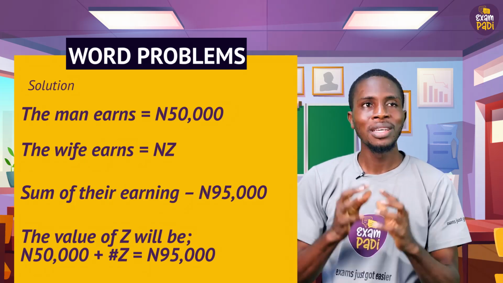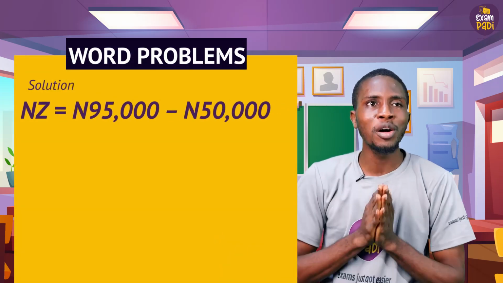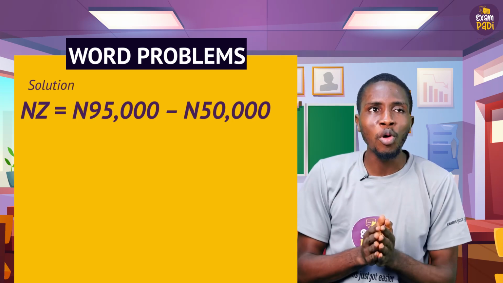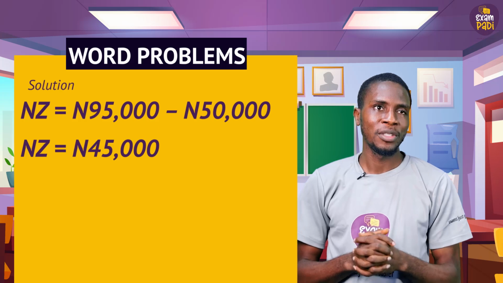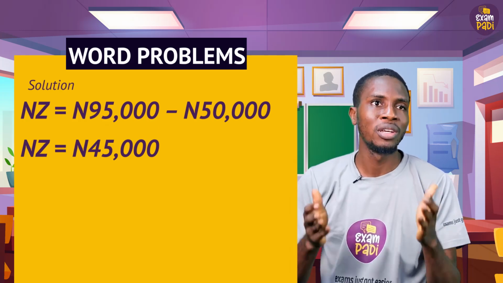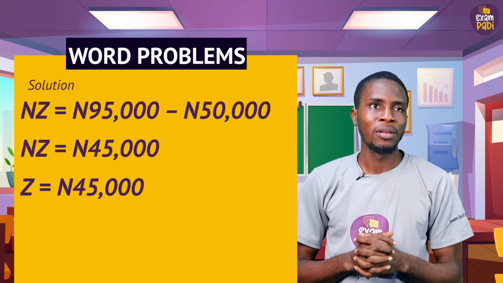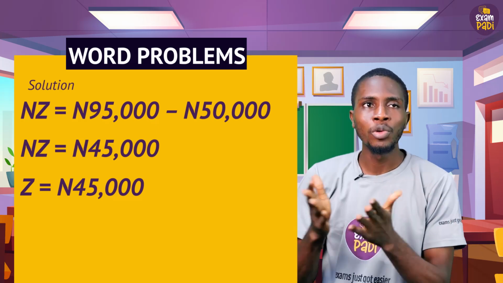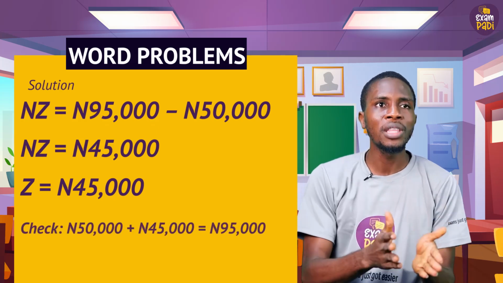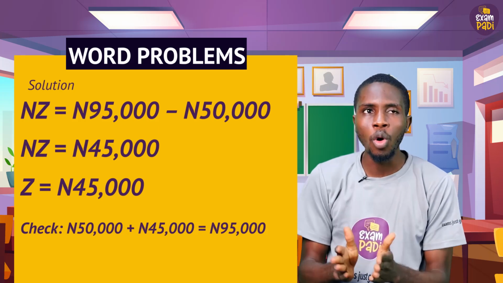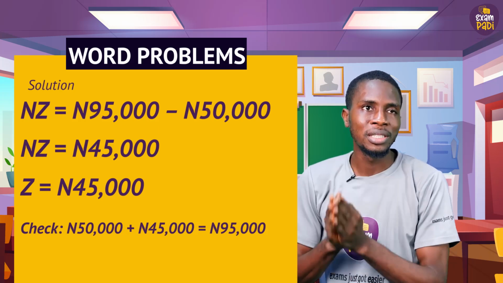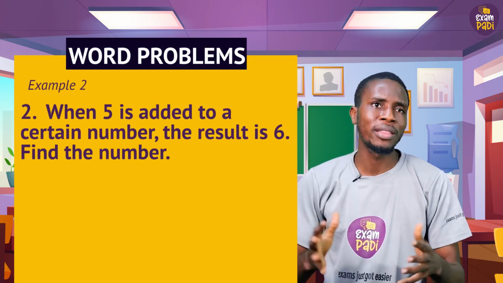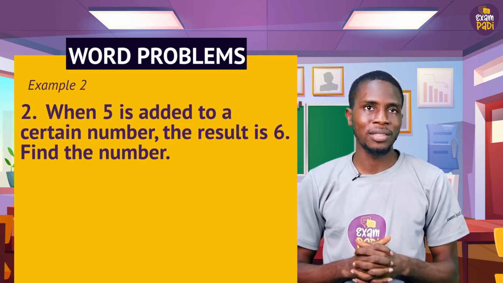Collecting like terms, Z naira equals 95,000 naira minus 50,000 naira. Z naira equals 45,000 naira. So therefore, Z equals 45,000 naira. To check our answer, all we need to do is replace the Z with 45,000 naira. 50,000 naira plus 45,000 naira equals 95,000 naira.